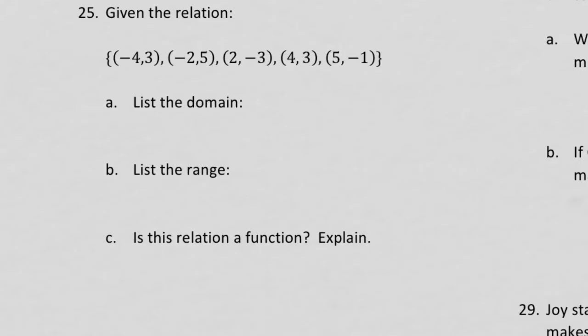25. Given the relation negative 4, 3, negative 2, 5, 2, negative 3, 4, 3, and 5, negative 1, list the domain. Alright. So the domain is the collection of all the input values, all the x values. So it's negative 4, negative 2, 2, 4, and 5. None of them are repeated, so you write them all. If any of them were repeated, you only write it once. That's it for the domain.